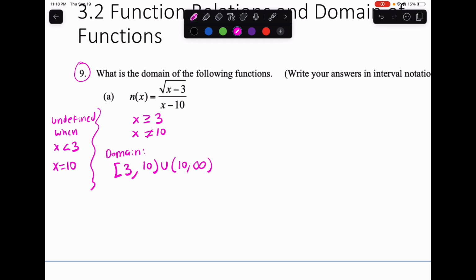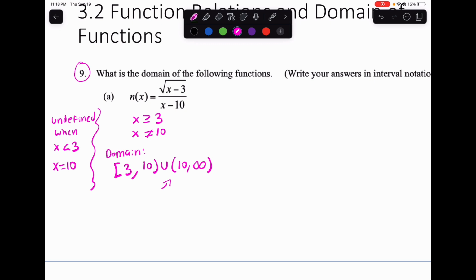So what this is saying is that our domain is going to have a lowest value at 3, and then it does not include 10, but it can be anything greater than 3 that obviously isn't 10. So that's basically what this is saying. And for infinity and negative infinity, we always use parentheses because those are not technically included.